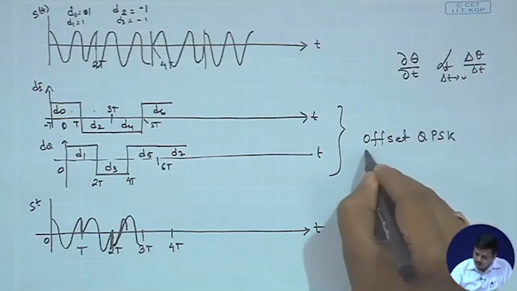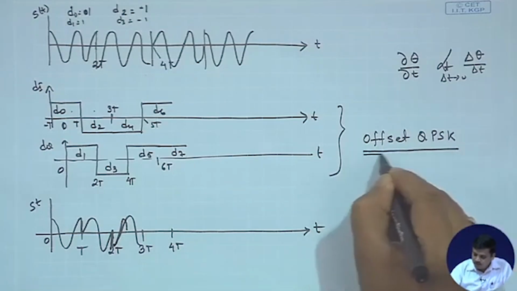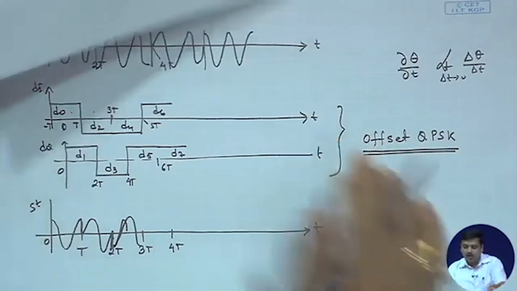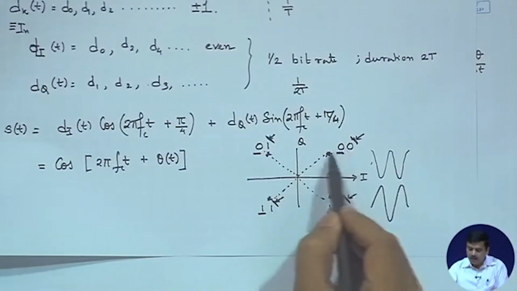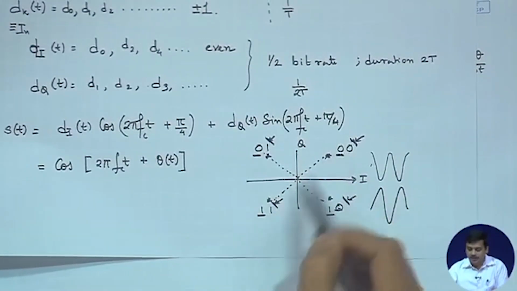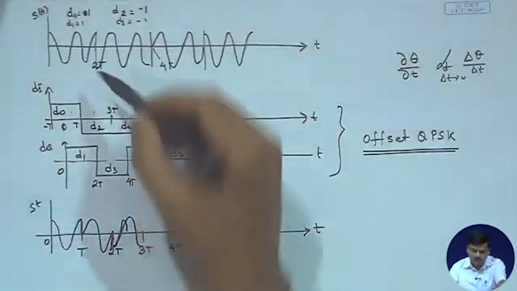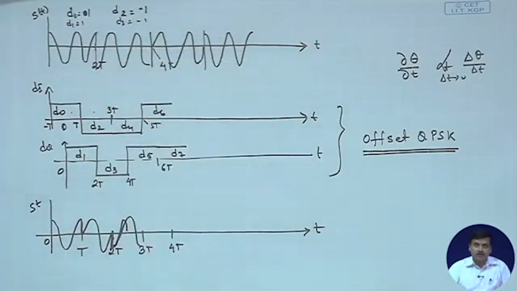QPSK. The advantage of offset QPSK is you are not allowing simultaneously I and Q bits to change, thereby avoiding a zero crossing of the signal, or maximum 180 degree phase shift of the signal is avoided. And since there is less phase shift per symbol duration, therefore, the frequency growth or the side lobes that would come up would be less compared to that of a QPSK.